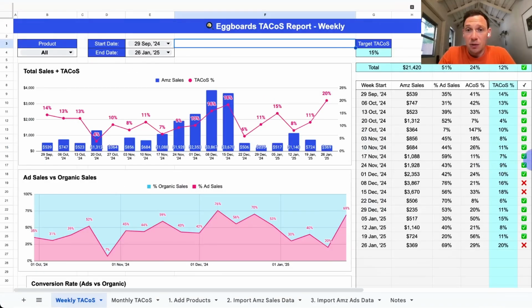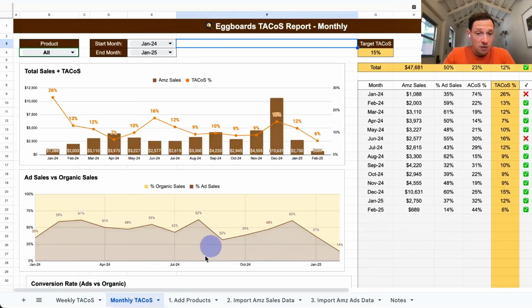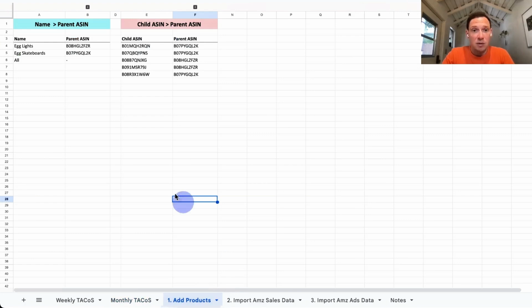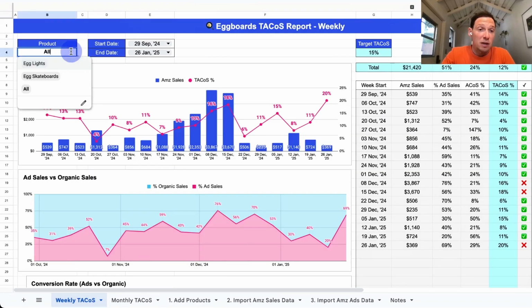Now we're going to update the weekly TACoS report, adding one more week. This is the spreadsheet. Down here, you can see different sheets. This is the weekly TACoS, monthly TACoS that we have seen before. And then there are three that are for importing data and setting up the system. So this is labeled add products. It's basically adding the ASINs of your child ASINs, parent ASINs, and associating them with product groups, like the egg guides and egg skateboards. All are the ones that are going to show on this menu, right?